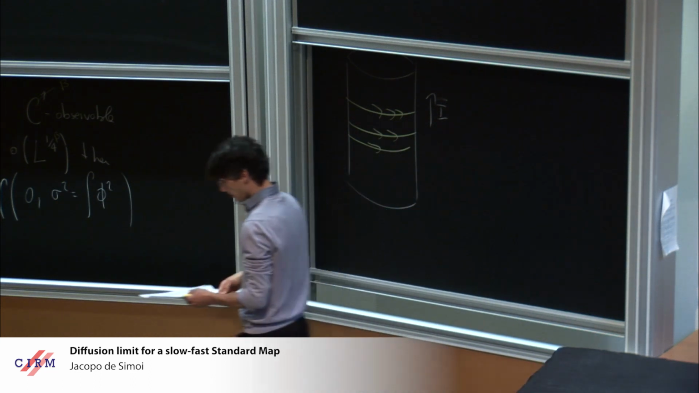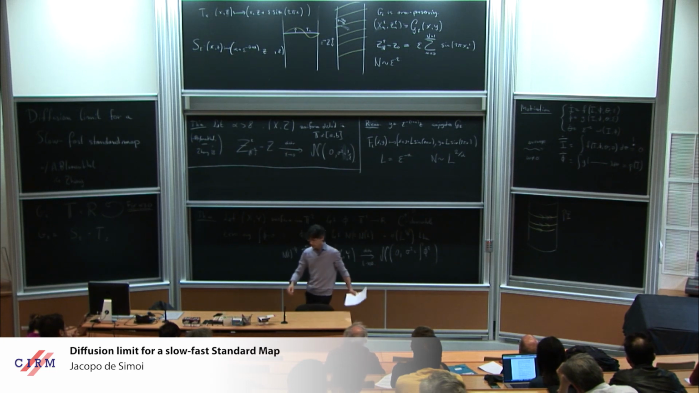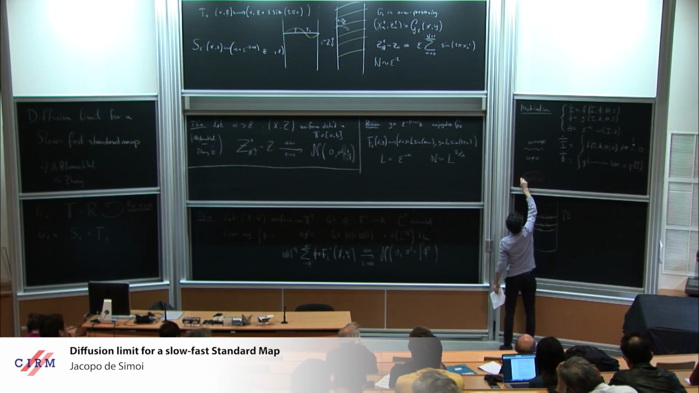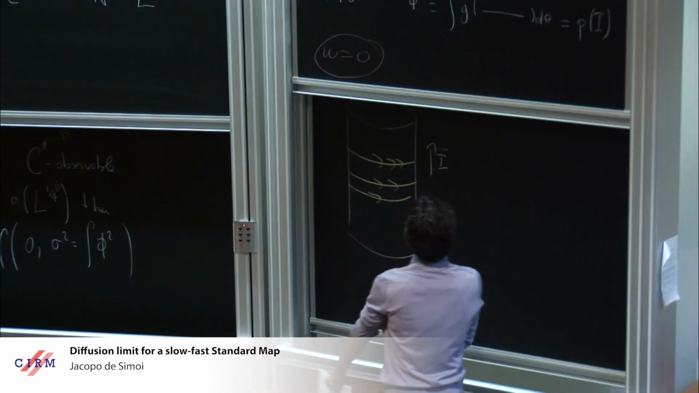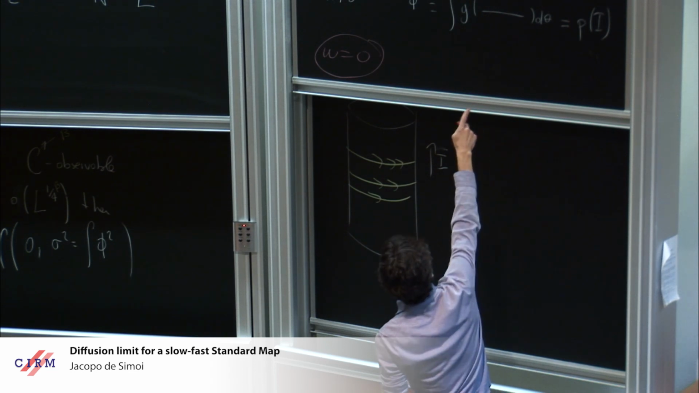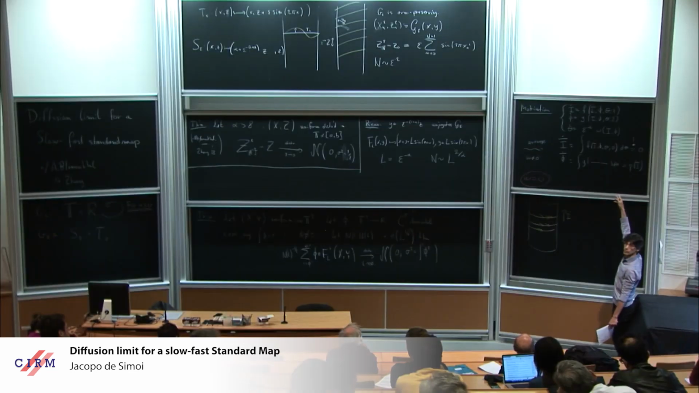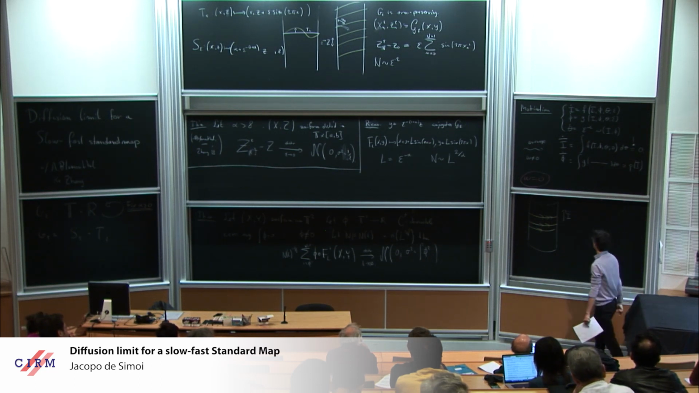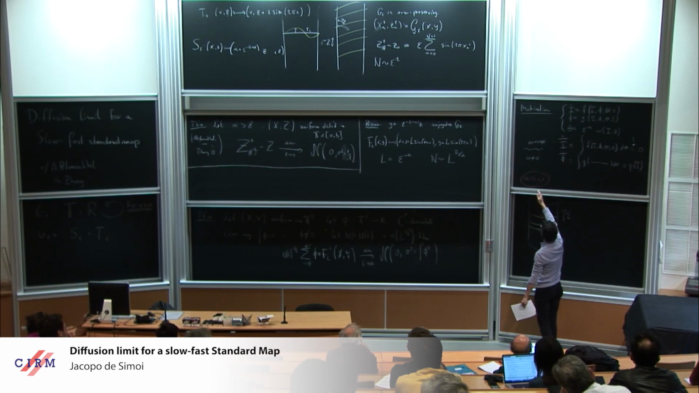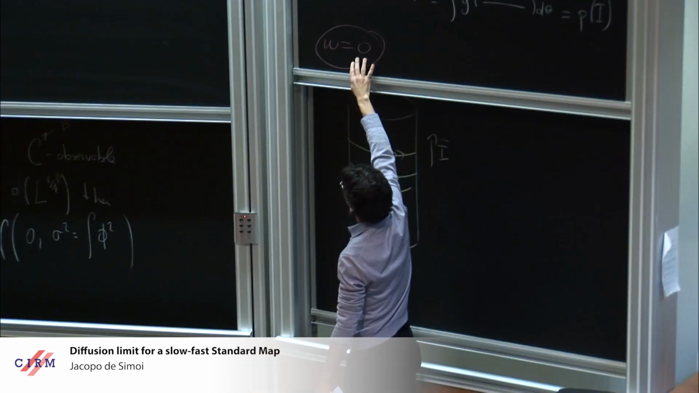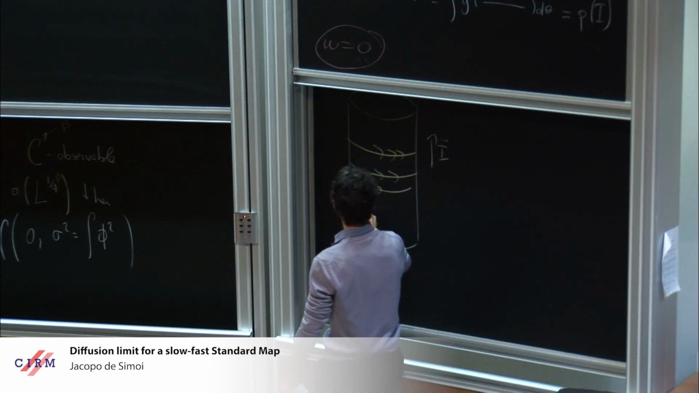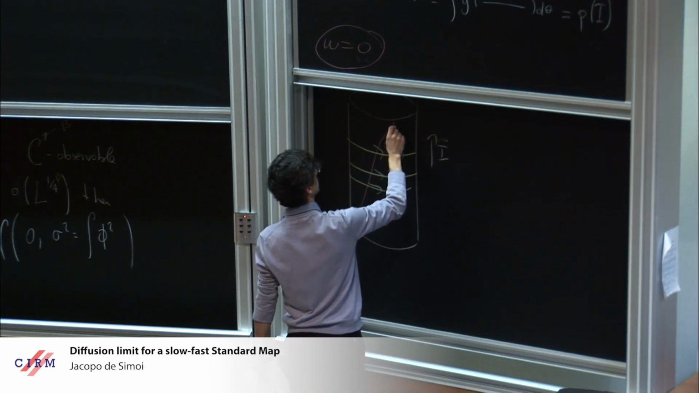speed. But then, of course, I told you that I'm allowed to average only when omega is not equal to 0. So what happens when I have a resonance, which is omega equal to 0? Well, omega equal to 0 is really something which depends on where I am on the cylinder, so on phi. So let me assume, by some kind of non-degeneracy assumption, that this curve here is transversal to this foliation. So I will get some curve like this.